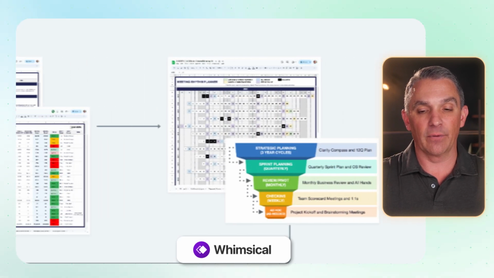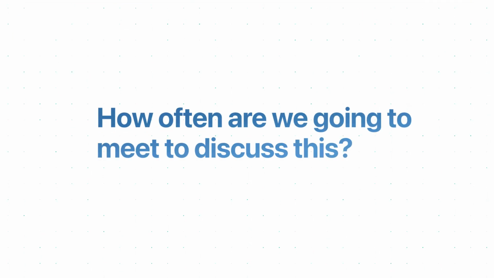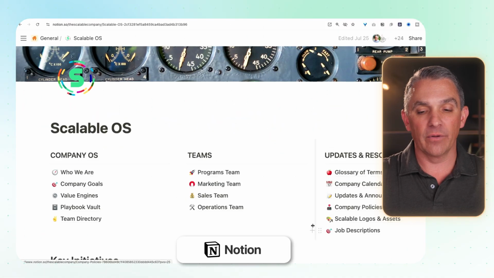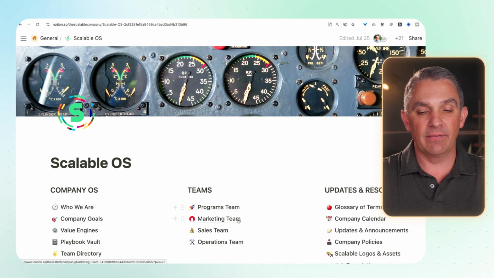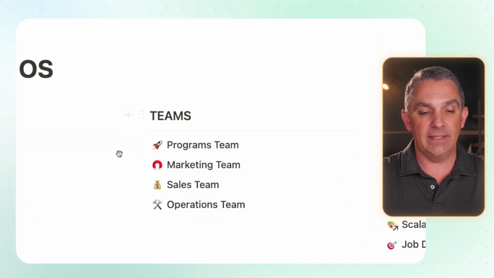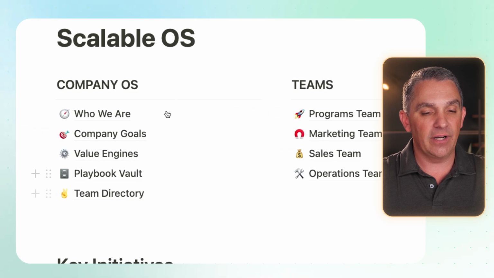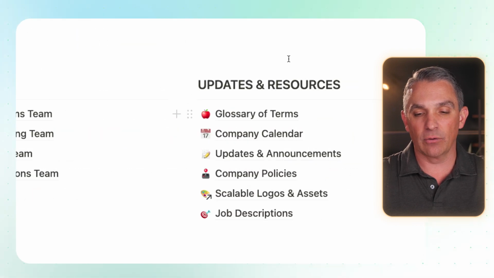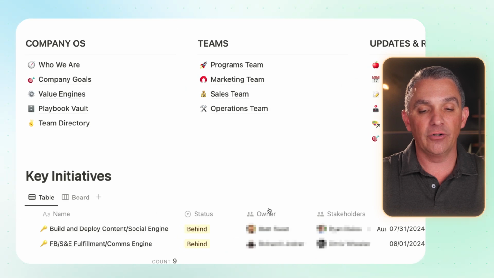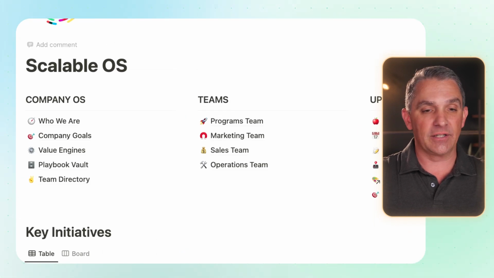The next one is the meeting rhythm. How often are we going to meet to discuss this? We do have a company calendar where our meeting rhythm sits, and then also each team, when it's doing meetings, their meetings are stored inside their team section. So this piece over here is our operating system. This is the team section, and this is just general resources that we need. Down here, you'll see the key initiatives. We'll get to that in just a second.